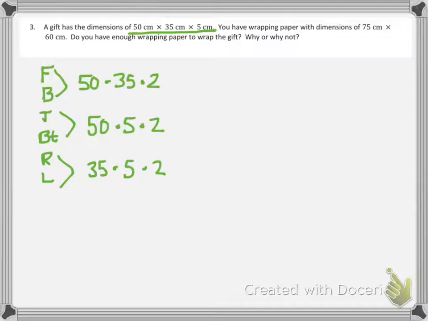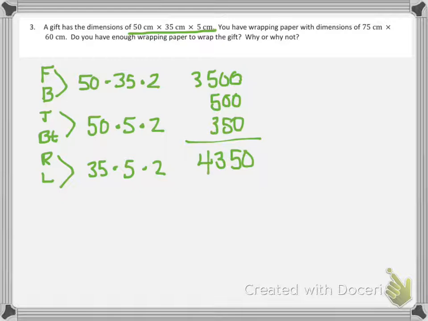So let's see, we've got 50 times 35 times 2, that's 3,500, and then we have 50 times 5 times 2, that's 500. Okay, and then 35 times 5 times 2 gives us 350, and when we add those all together, we get 4,350 centimeters squared is what we need to be able to cover the gift.